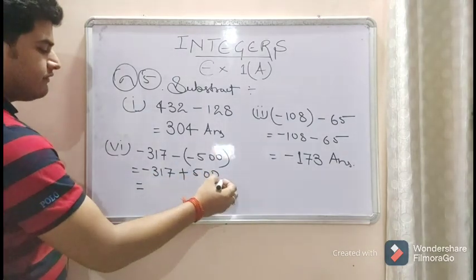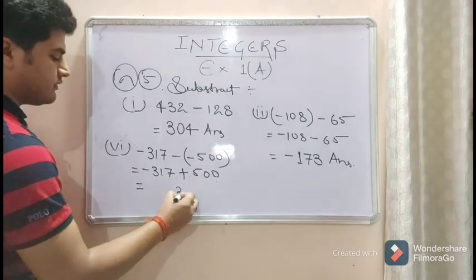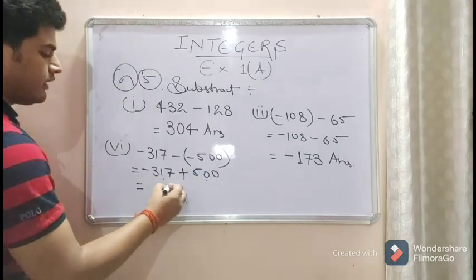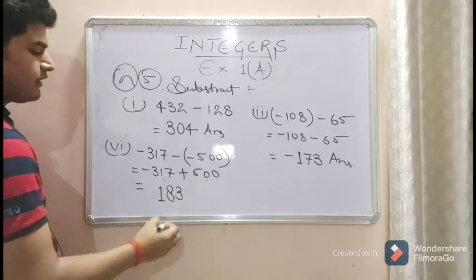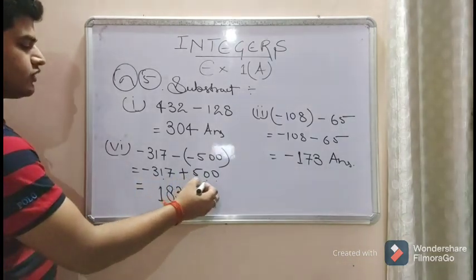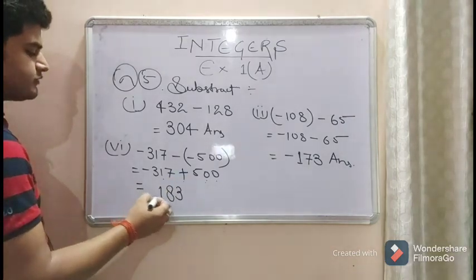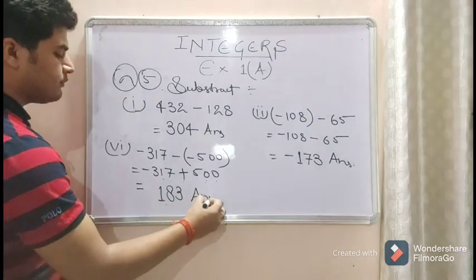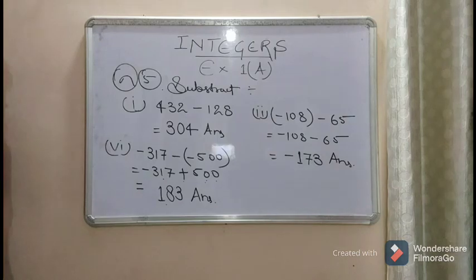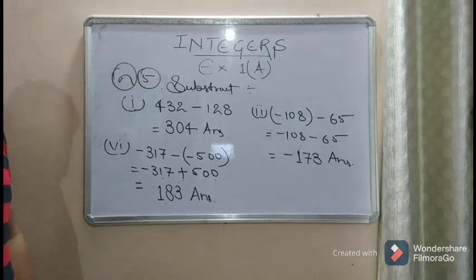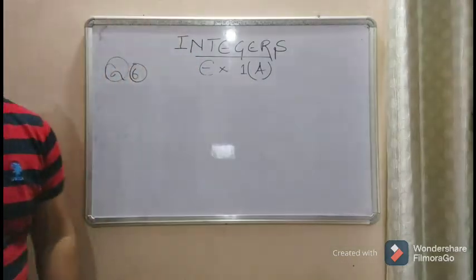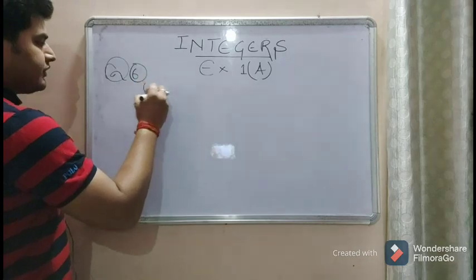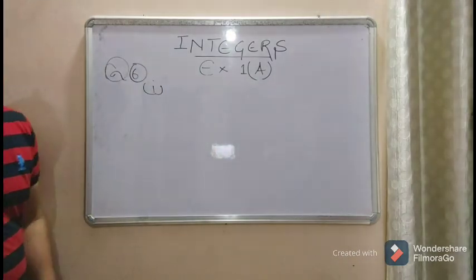So 1 carry 10, 10 minus 7 is 3, 9 minus 1 is 8 and 4 minus 3 is 1. And the sign will be of the bigger number, so the bigger number is having positive sign, so we will place positive sign. So no need to write the positive sign. 183 is going to be the answer. Question number 6 says that you have to simplify. So I am taking the first part, second part is your homework.